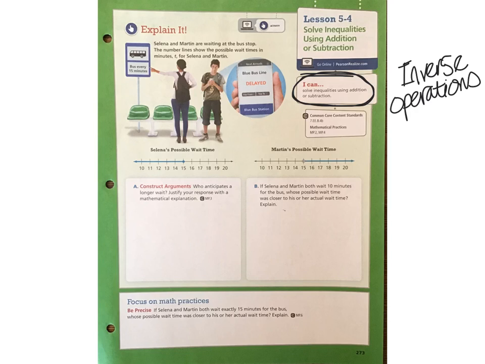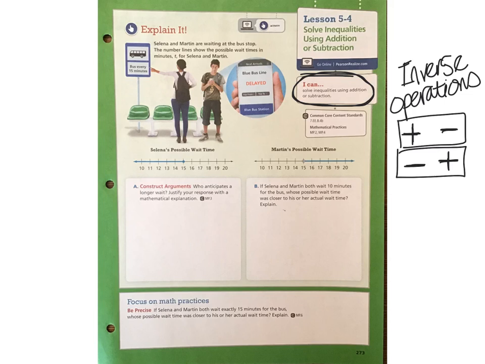What that means is that if I see an inequality that contains addition, I have to use subtraction to undo that operation. Likewise, if I see an inequality that shows me subtraction, I'm going to be using addition to undo that. Okay, in all of these cases, we're also going to be looking at inequality signs.